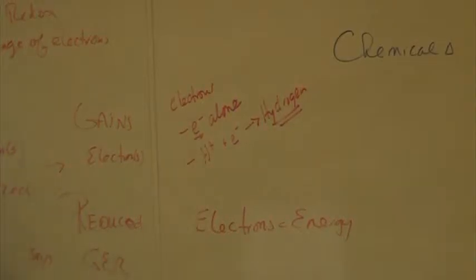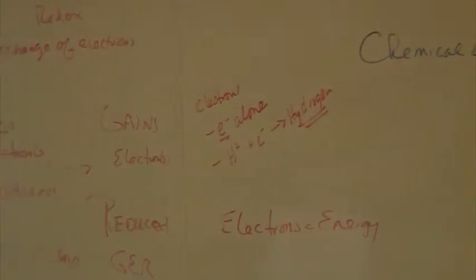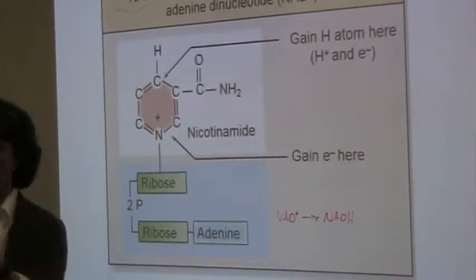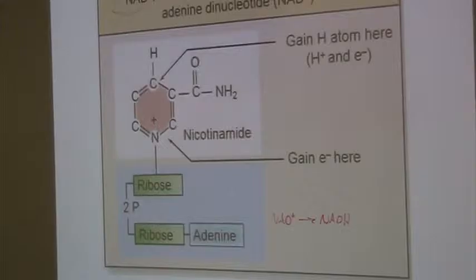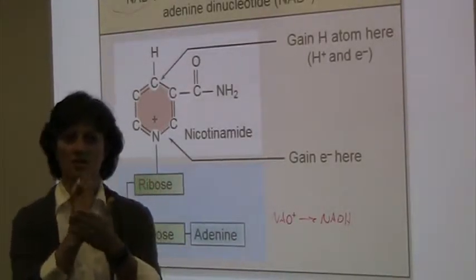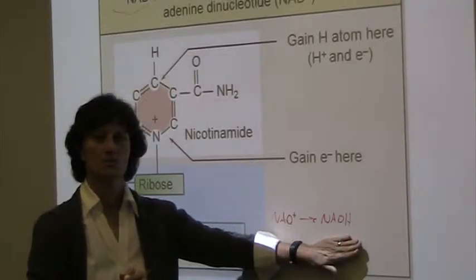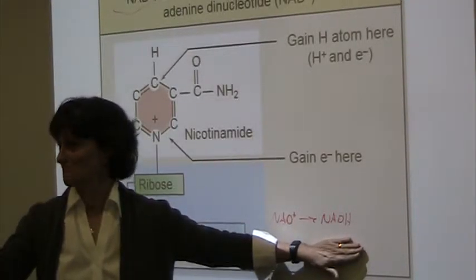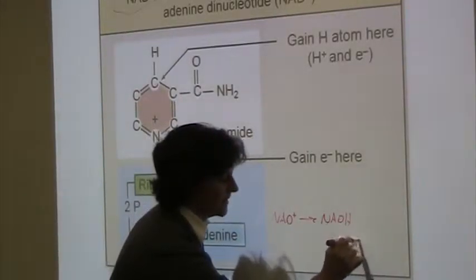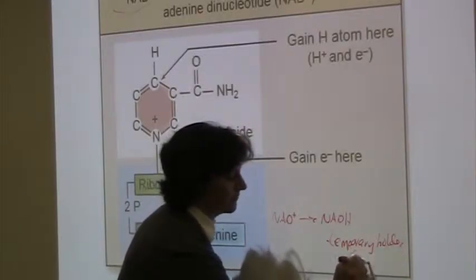Remember how the electrons can fall, right? So electrons in our mind are the same thing as energy. So then I say to you, which of these 2 substances holds more energy? Does the NAD+ or the NADH? I'm asking the same question I just asked you. Which one has more electrons? NADH. So which one holds more energy? NADH. In fact, I'd like to think of it as a temporary holder for energy, right?